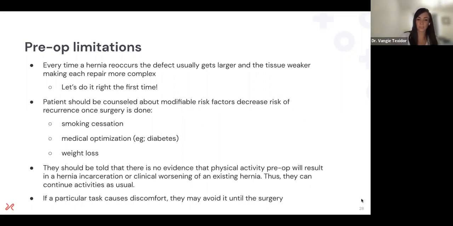Ideally, if they're not on steroids, even better. If they're immunosuppressed, their chances of recurrence are going to be higher also. Weight loss.